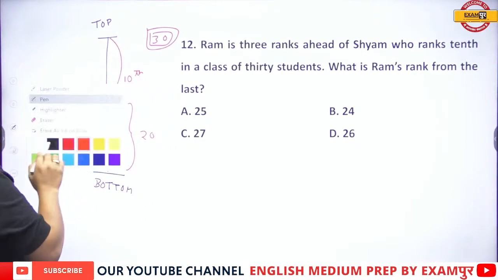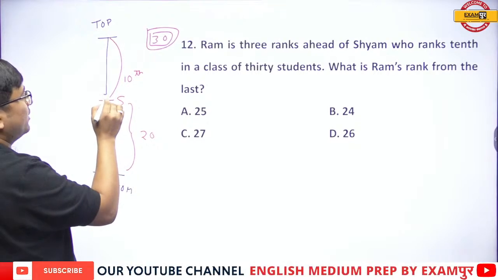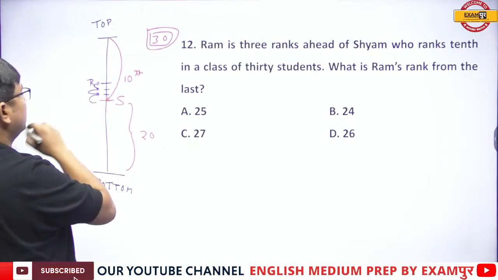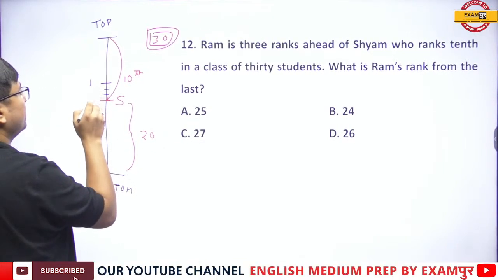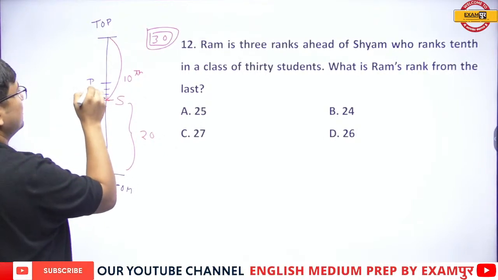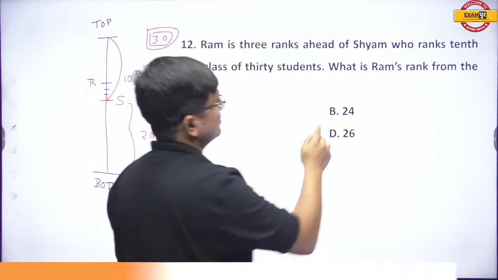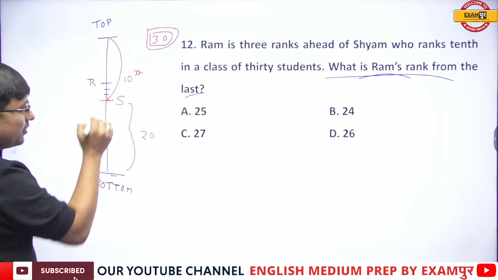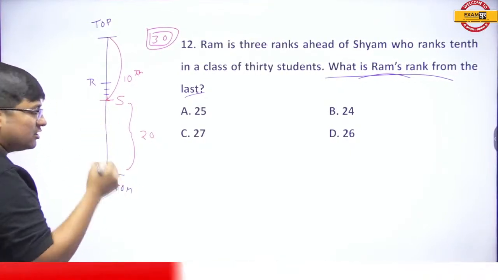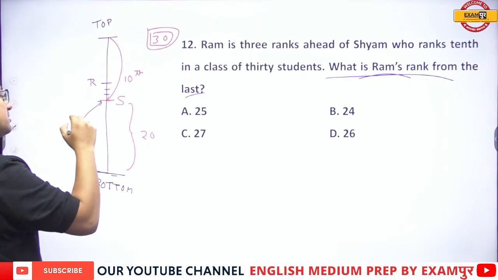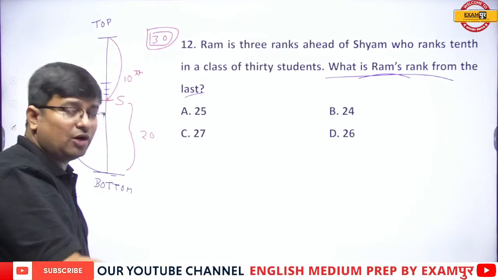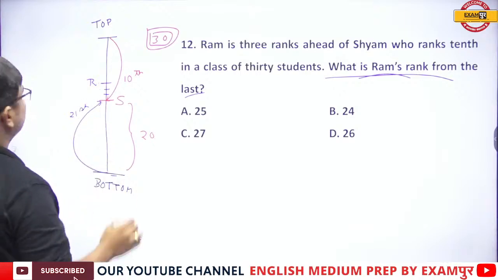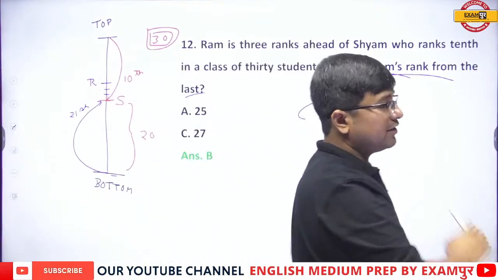And Ram is 3 ranks ahead: 1 rank ahead, 2 ranks ahead, 3 ranks ahead. So this is Ram. Now what is Ram's rank from the last? It is very easy. 20 persons are below Shyam, so Shyam's rank from the last is 21st. So this is 22nd, 23rd and 24th. The answer is option B, 24.